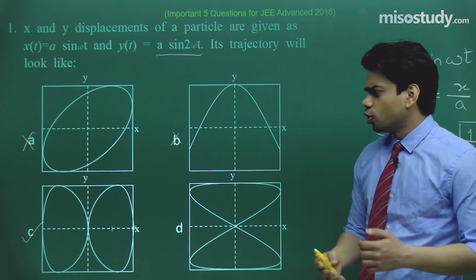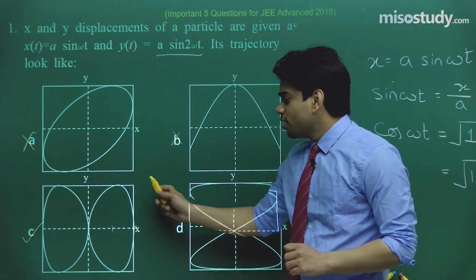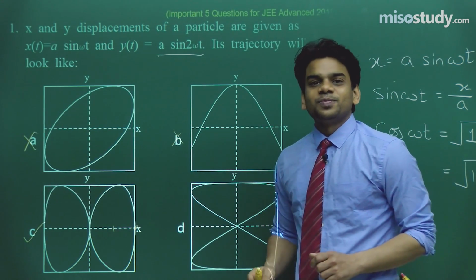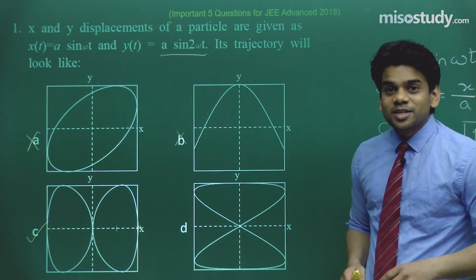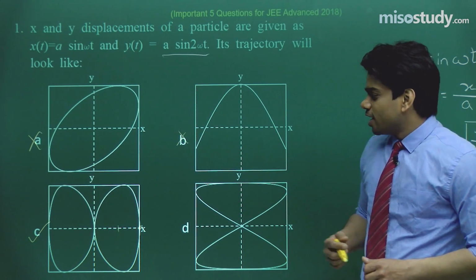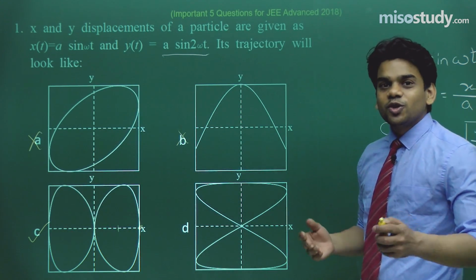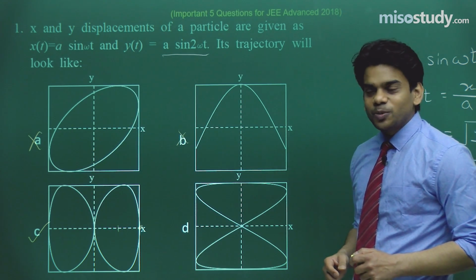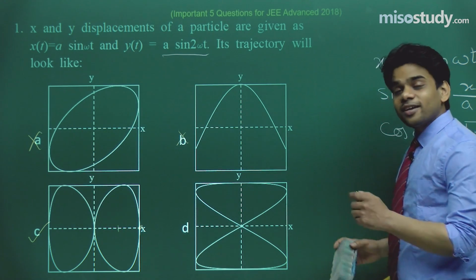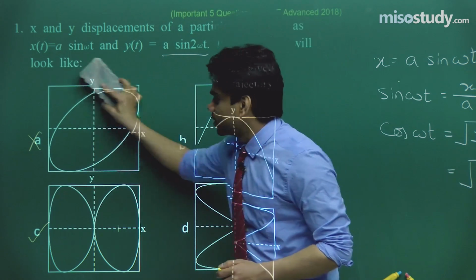When x equal to A, y equal to 0, we are seeing that at any point for x we are getting y as 0. And we can see that the curve is symmetrical about the y-axis. That's why it's symmetrical about y-axis. So option number C truly matches with the given answer. So the right answer is option number C in this question.